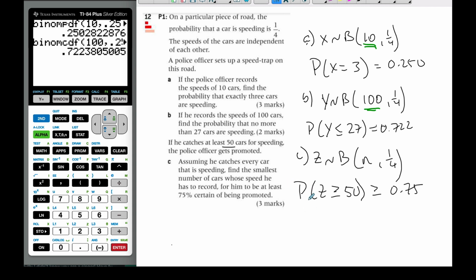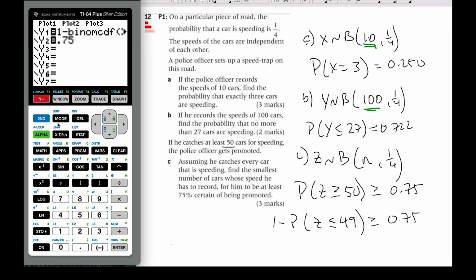Well, my calculator doesn't do this very well, but what my calculator does do well is 1 minus the probability that Z is equal to or less than 49 is also bigger than or equal to 0.75. And if I go over to my calculator, I type it in, and you can see I've already done that here with x, 0.25 and 49. And I have to try and find this value.